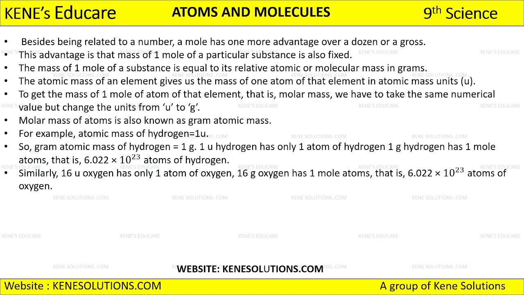Similarly, if I consider 16 u oxygen, it will have only one atom of oxygen. But 16 g oxygen will have 1 mole of atoms, that is, it will have 6.022 into 10 raised to 23 atoms of oxygen. Getting it, everyone? I just want you to write this in your book and keep it, because this is very important. You can get important objective questions on it. So make sure that you know this, okay?